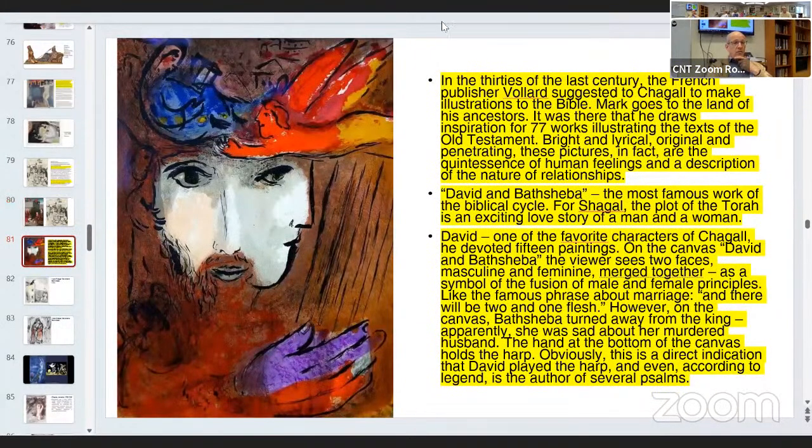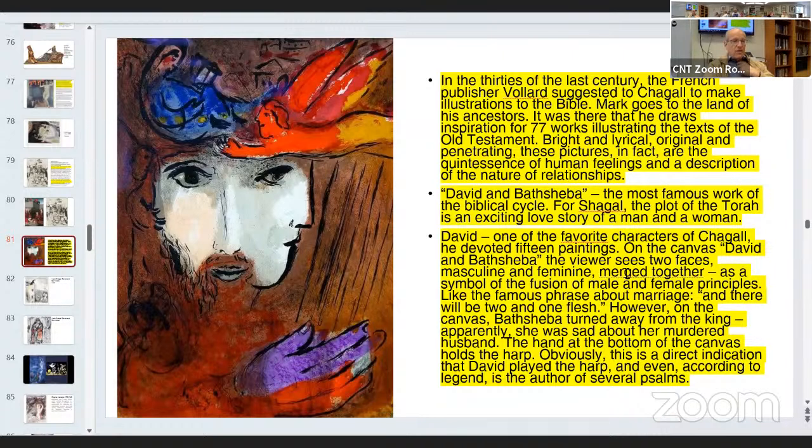Okay, so now we're moving to Marc Chagall. Marc Chagall went to the land of his ancestors, which is Israel, and he did 77 works illustrating the text of the Old Testament. That's the Bible. And David and Bathsheba, he did many times. I wrote somewhere here, it was like 17 times or so. David was one of the favorite characters of Chagall, he devoted 15 paintings.